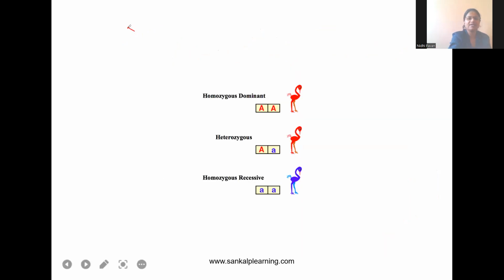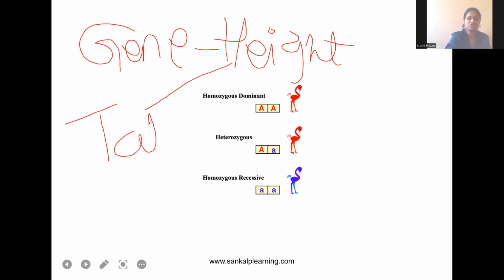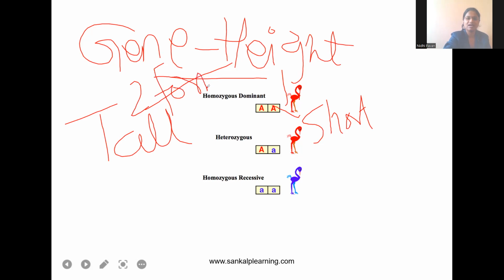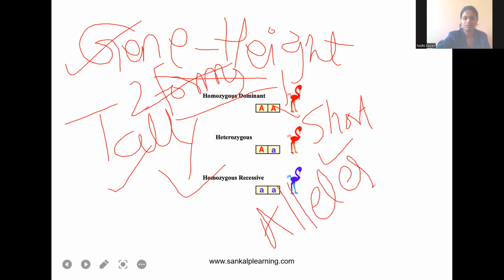If I consider a gene which is related to height, this gene expresses the height. In height, we will have two forms, one is tall, the other one is short or dwarf. So the gene responsible for height will have two forms, two variants of it. One form will be for tall, one form for short. The alternative forms of a gene, the various forms of a gene, are called alleles.